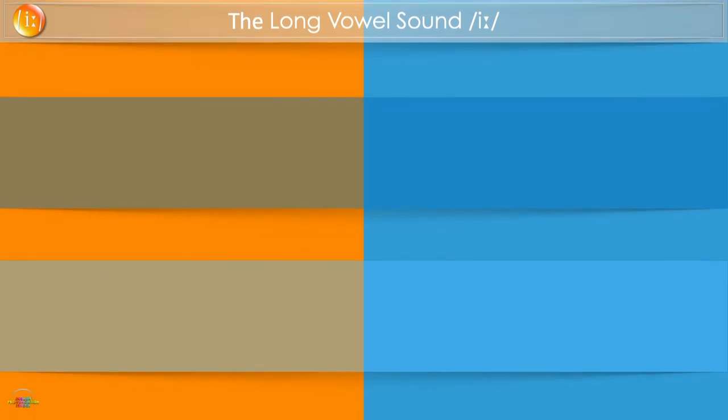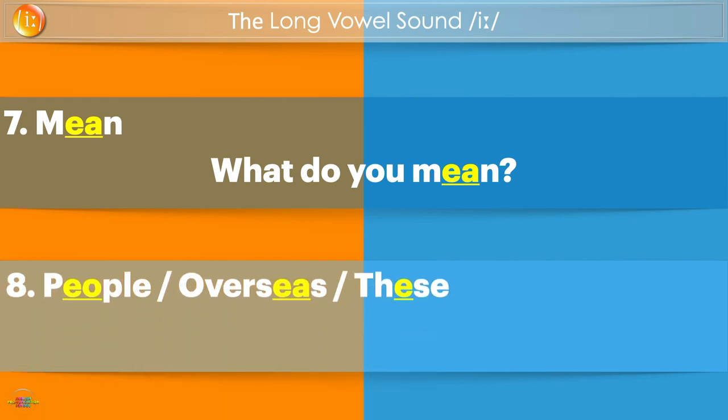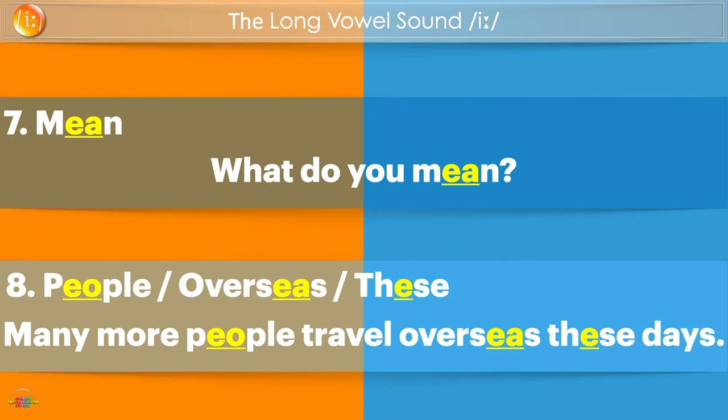Number seven, mean. What do you mean? What did you mean? Next one, number eight, people, overseas, and these. Many more people travel overseas these days.